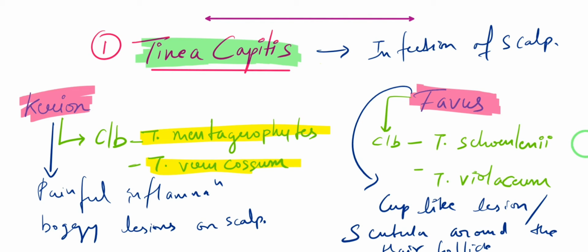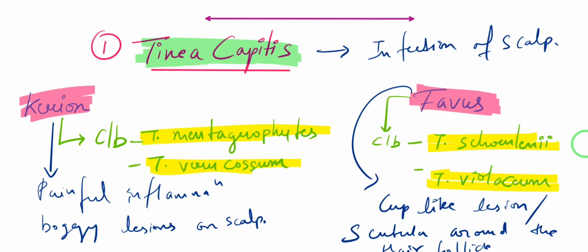So we saw that kerion is caused by Trichophyton mentagrophytes and Trichophyton verrucosum, with painful inflammation and boggy lesions on the scalp. And in favus, which is again a type of tinea capitis, there is a cup-like lesion, also known as scutula, around the hair follicle. Favus is caused by Trichophyton schoenleinii and Trichophyton violaceum.